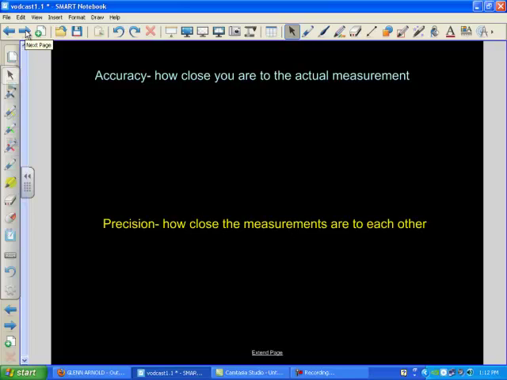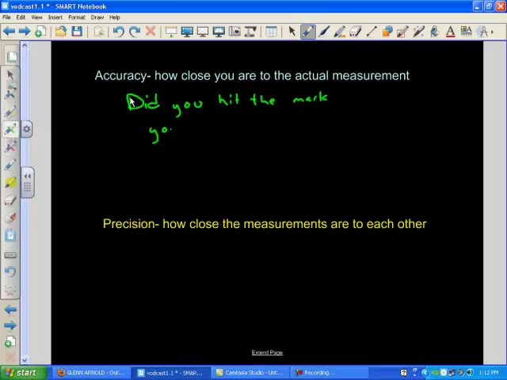So the next topic that we want to talk about real briefly is the idea of accuracy and precision. This is really going to be what most of the rest of this lesson is about. These two terms sound like they mean the same thing, and in normal everyday language they do, but in science they mean something specific. So accuracy means how close are you to the actual measurement. Now, what does that actually mean? You're like, okay, I get the definition, but what does that mean?